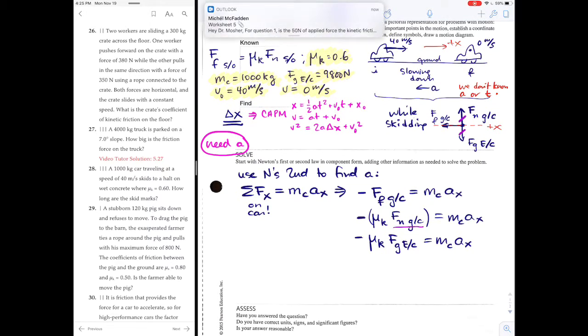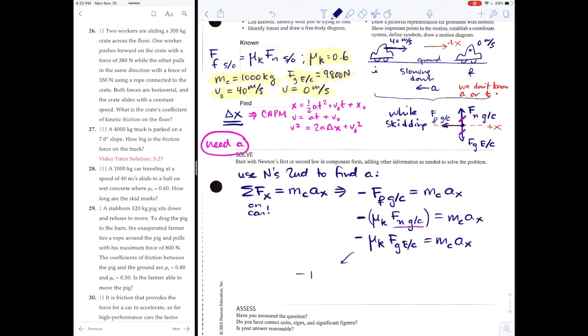I did that one using symbolic solutions. So if you're going to do this with symbolic, you would do minus mu k, mass of the car times g, divided by the mass of the car is equal to a sub x. Or you could plug in numbers. You could have minus 0.6 times 9,800 newtons equals 65 kilograms. No, that's really not right. It's 1,000, isn't it? It's not enough to be a car. Times the acceleration of the car.